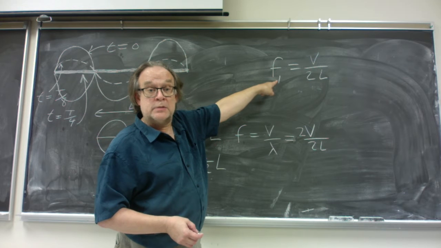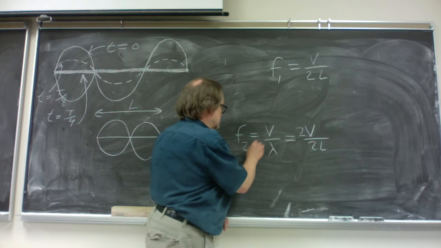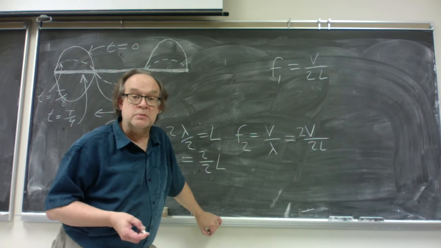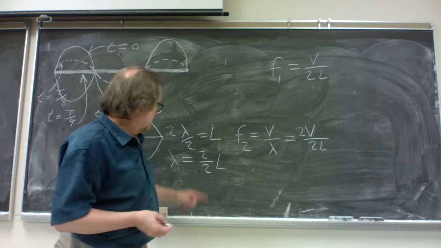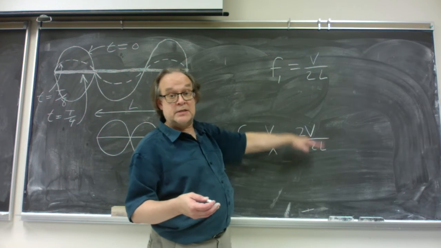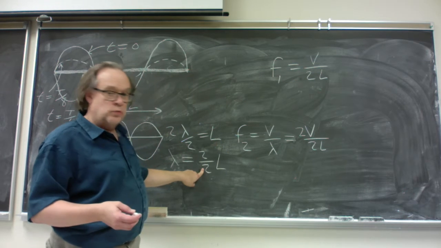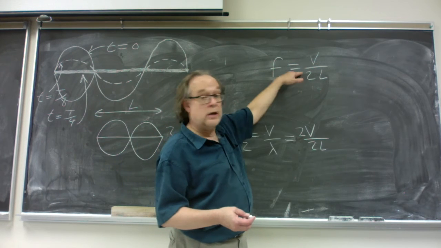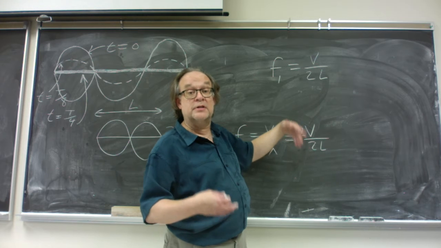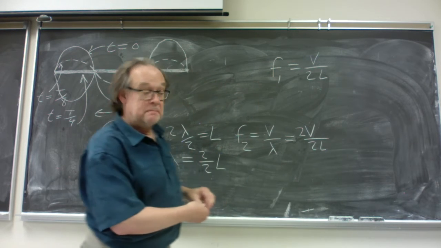This is the lowest possible frequency where you could get a standing wave. This is twice as high, and so we call it frequency 2, standing wave frequency 2. And I wrote this as 2 over 2 to make the comparison as easy as possible. When I write the wavelength this way, we've got a 2L in both denominators here, so it's easy to see that this frequency is twice this frequency.